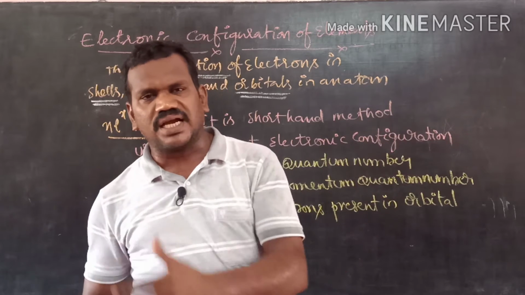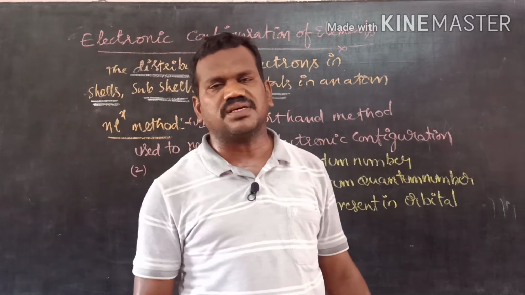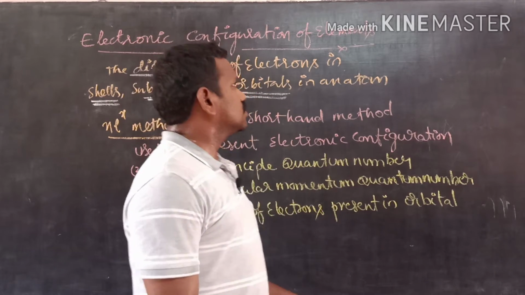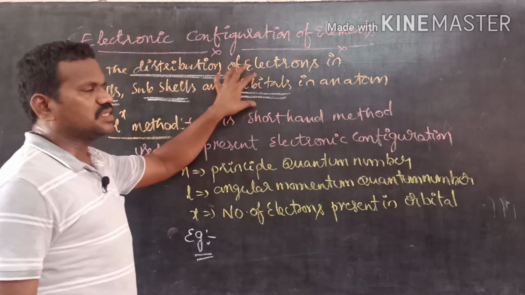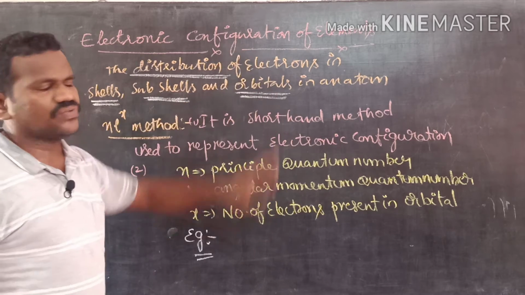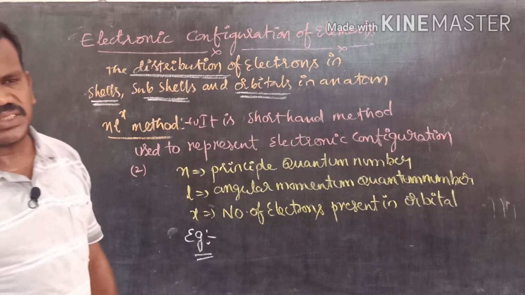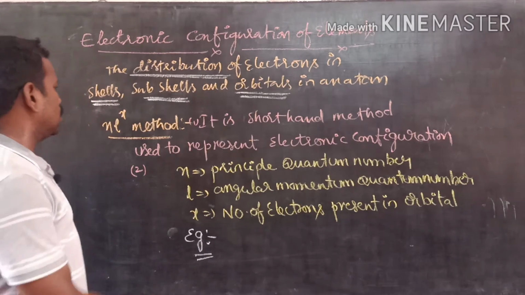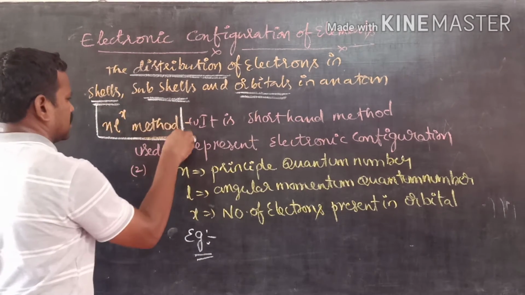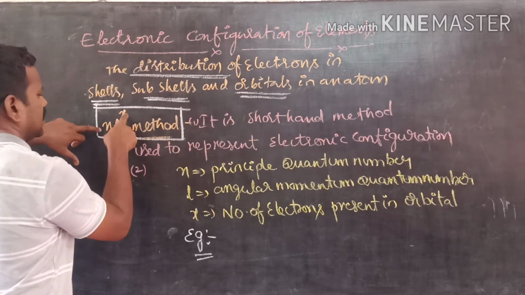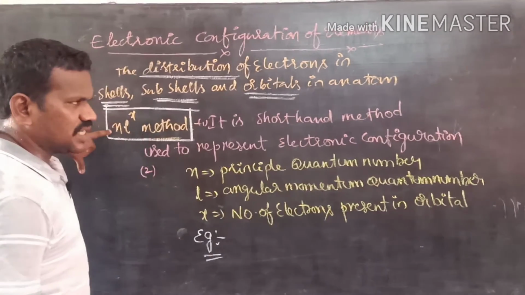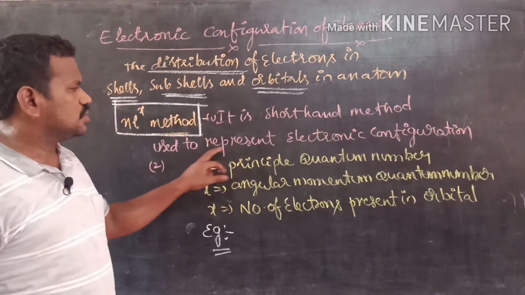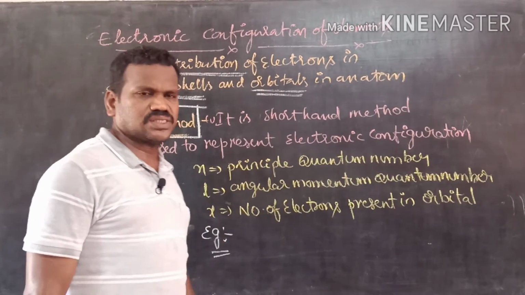Means there is a perfect guidance for the systematic arrangement of the electrons in shells, subshells and orbitals. That particular arrangement is called electronic configuration. For that process of electronic configuration, we follow a certain rule. That rule is called the NLX method. What is this NLX method? It is the shorthand method used to represent the electronic configuration.